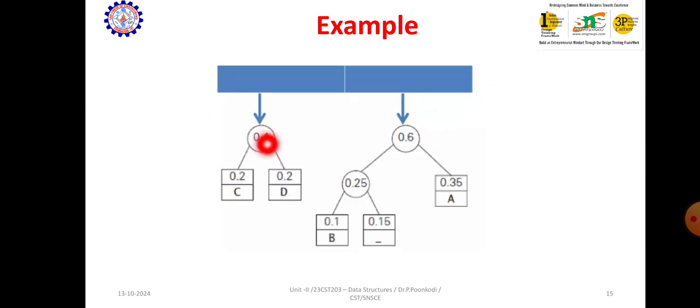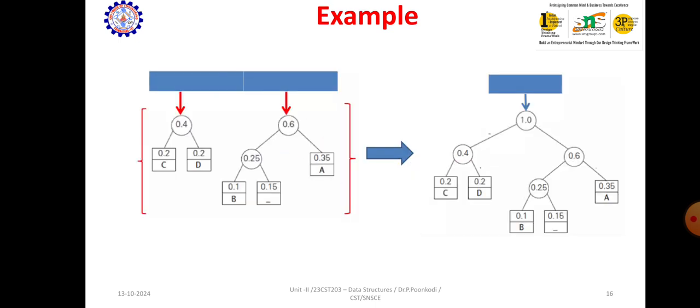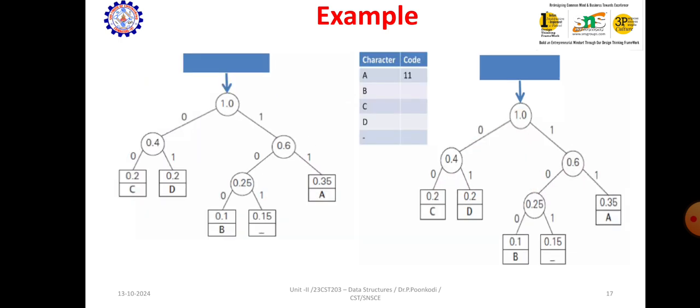Now the stack has only 2 pointers. If you combine these 2, the tree will become like this. The stack will have only 1 pointer, 1.0, with 0.4 and 0.6 below it. After constructing this Huffman tree, we have to fill in the values. If it is a left edge, it should be assigned 0, right side 1. The same way it is performed in all the places.